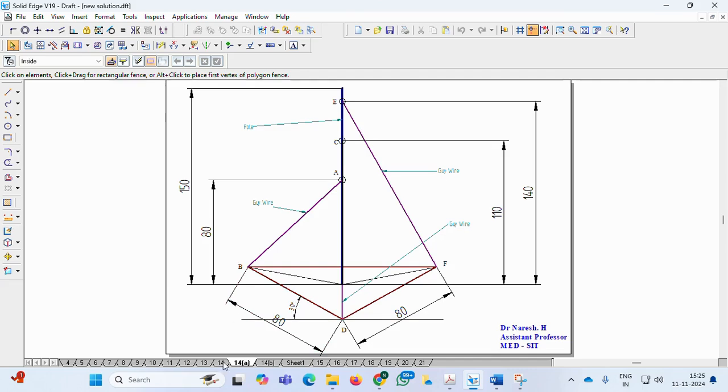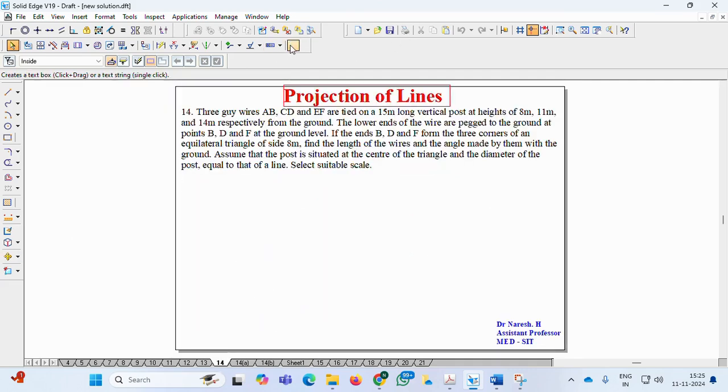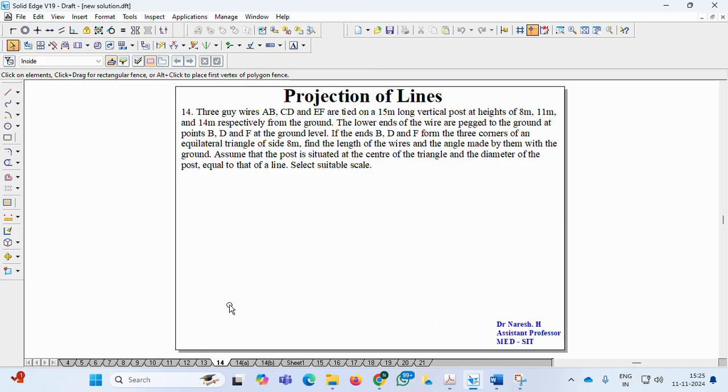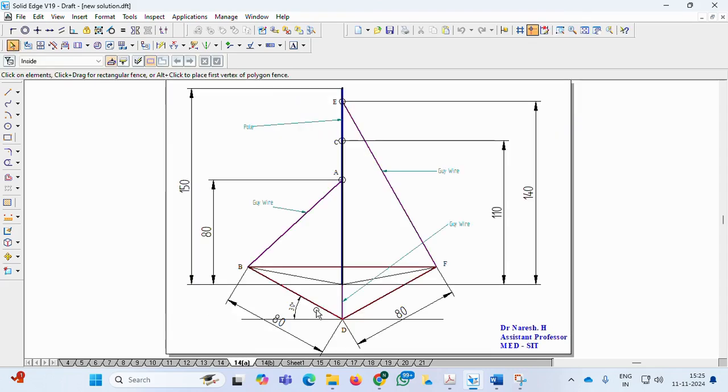So I'm assuming the scale, and I will copy the same scale. So scale is 1 unit equal to 10 mm. So 8 meter is 80 mm. So this is the equilateral triangle of 80 mm. From the center of this equilateral triangle we have a pole. This is the pole of 15 meter, which means 150 mm.